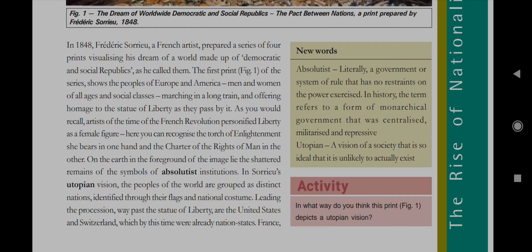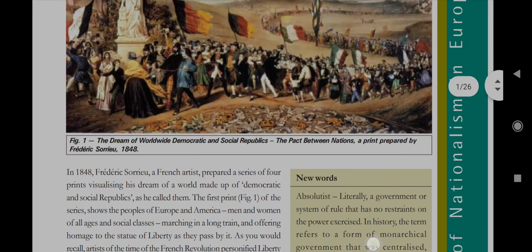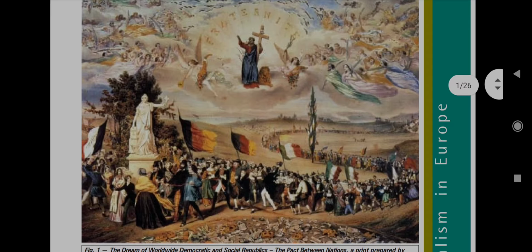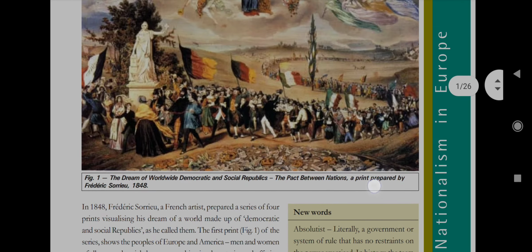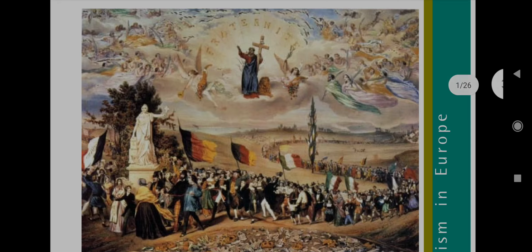Now Frederick visualized this painting as it's given in the book. So this was his painting. You have a bit of description below. The first print of the series shows the people of Europe and America, men and women of all ages and social classes, marching in a long train and offering homage to the Statue of Liberty as they pass by. So in this first painting, it shows men and women of all ages queued up in a line, passing by the Statue of Liberty.